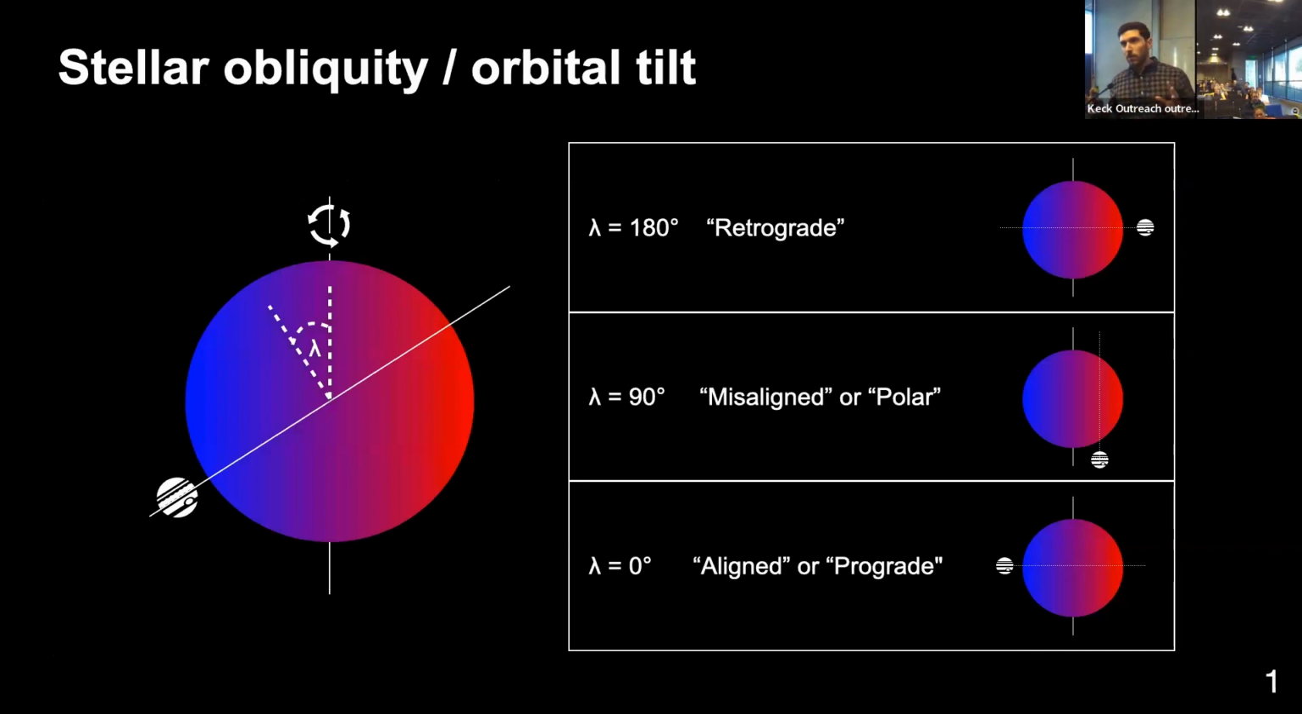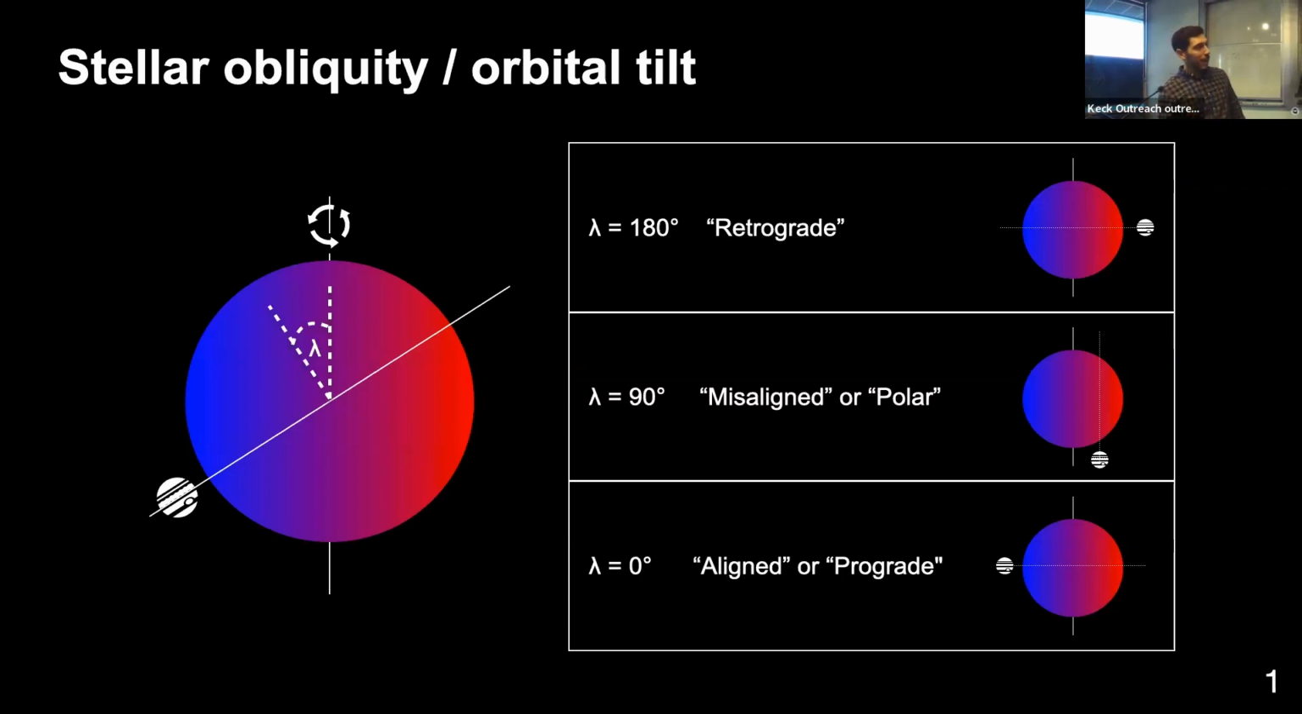If you don't live in my little bubble of research, stellar obliquity might be a term that you're unfamiliar with, so let me do a quick definition. When I say stellar obliquity, I'm referring to the angle between the stellar spin axis and the orbital axis of its companion. You can also think of this as the orbital tilt of the companion if you're in the reference frame of the star. Throughout this talk, I'm going to use a couple of terms that I'll define now.